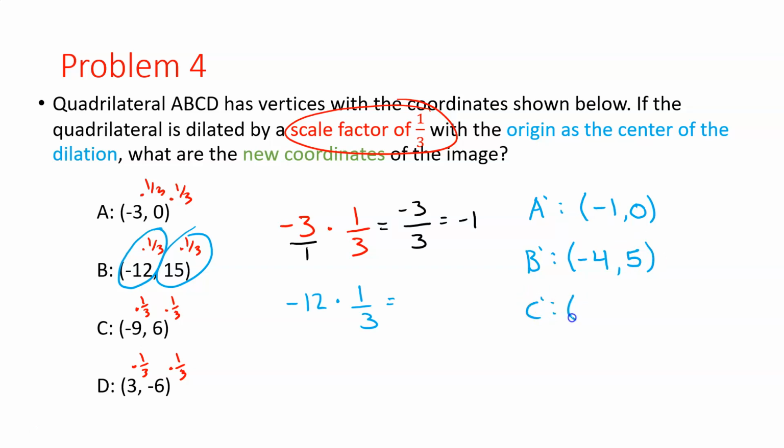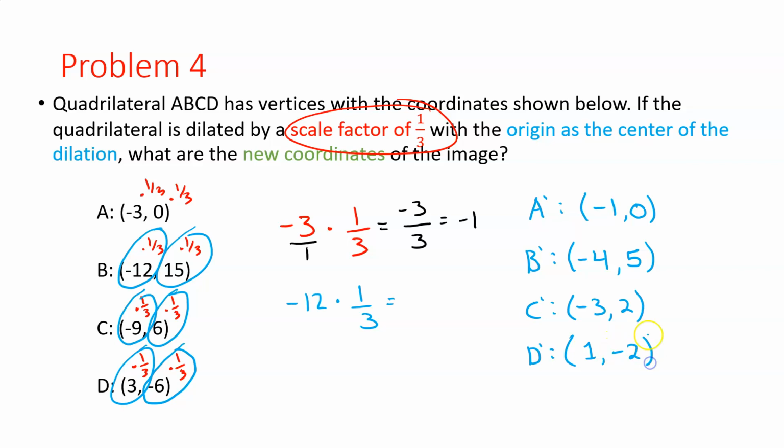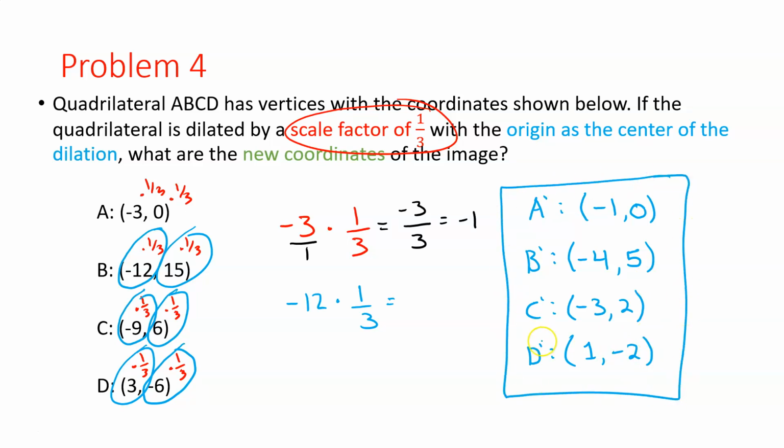Let me keep doing that with C prime. What is -9 times 1/3? That's the same thing as dividing by 3. We get -3. 6 times 1/3, or 6 divided by 3. A third of 6 is 2. 6 divided by 3 is 2. And then D prime. 3 times 1/3, or 3 divided by 3 is 1. And then -6 times 1/3, or -6 divided by 3 is -2. These are all your new coordinates. That's your A prime, your B prime, your C prime, and your D prime.